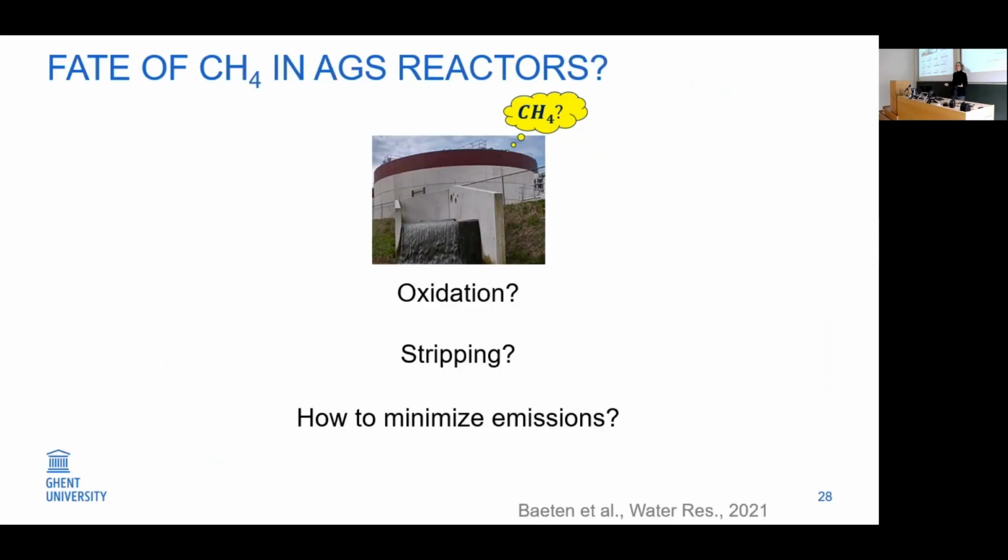And now we'd like to know if that is also the case in aerobic granular sludge reactors, because it's very important. Will methane also be oxidized here, or will it rather be stripped from the reactor? And how can we minimize the methane emissions?